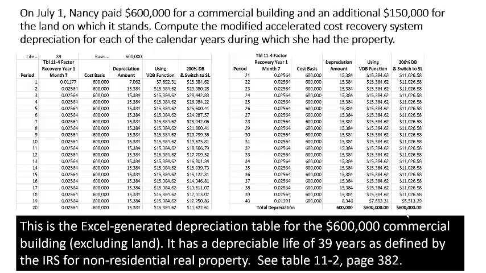So this is an Excel generated depreciation table for the $600,000 commercial building. It excludes the land because land cannot be depreciated. It has a depreciable life of 39 years as defined by the IRS for non-residential real property. So you would see table 11-2 on page 382 for this.